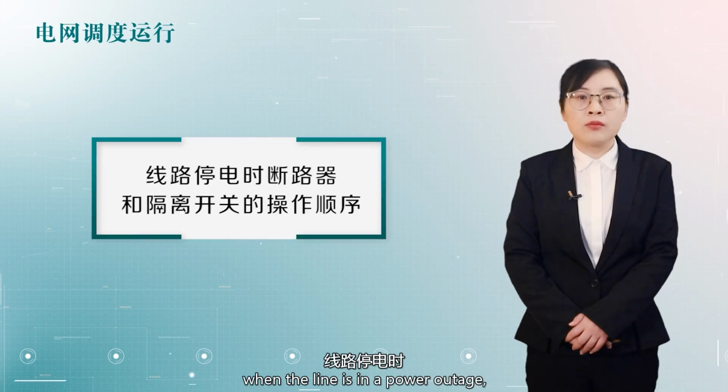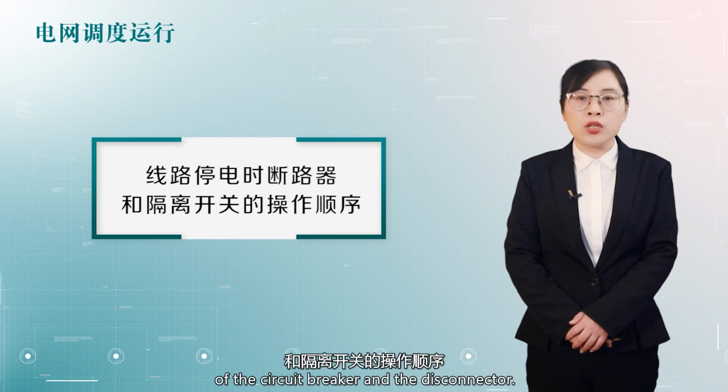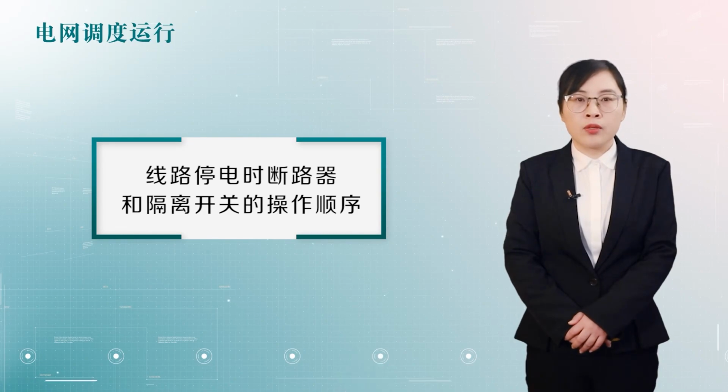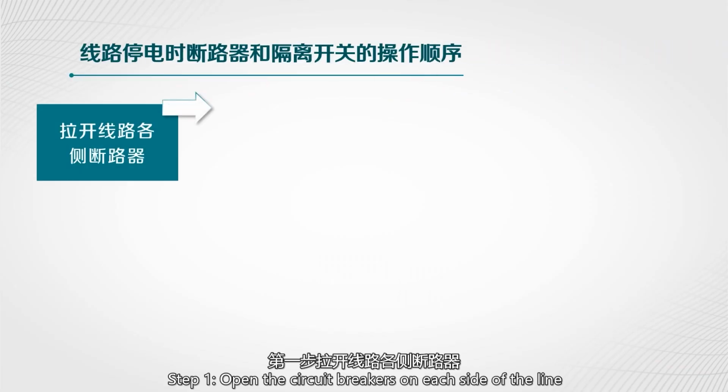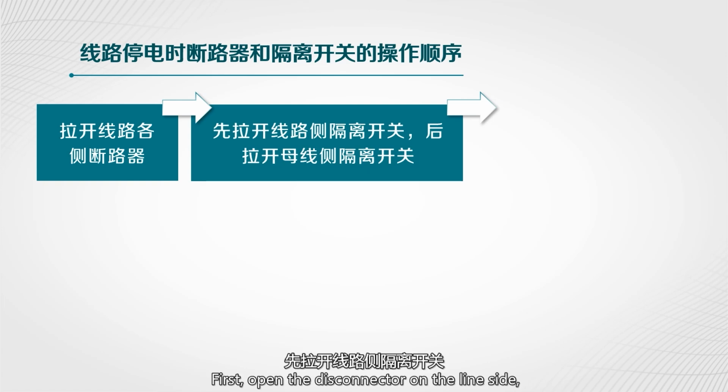Secondly, when the line is in a power outage, attention should be paid to the operating sequence of the circuit breaker and the disconnector. Step 1. Open the circuit breaker on each side of the line. Step 2. First, open the disconnector on the line side, and then open the disconnector on the bus side.